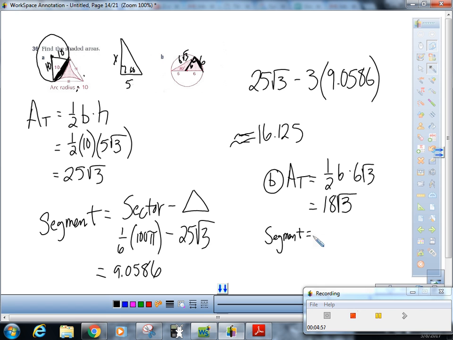The segment is, let's see, this is the area, so it's 1/6 times 36 pi minus the area of the triangle, which is 1/2 times 6 times 3 radical 3. So it's equal to 6 pi minus 9 radical 3.